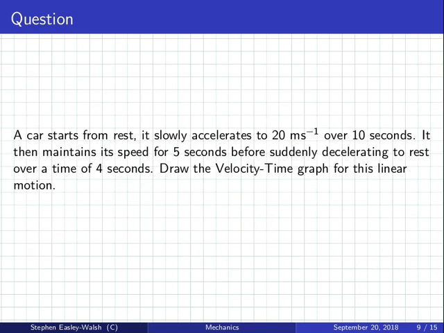So here's a little example. A car starts from rest, it slowly accelerates to 20 over 10 seconds. It continues at this speed for 5 seconds before suddenly decelerating to rest in 4 seconds. I want you to try and draw the graph of this story. Try and make the graph here. I want you to draw this.